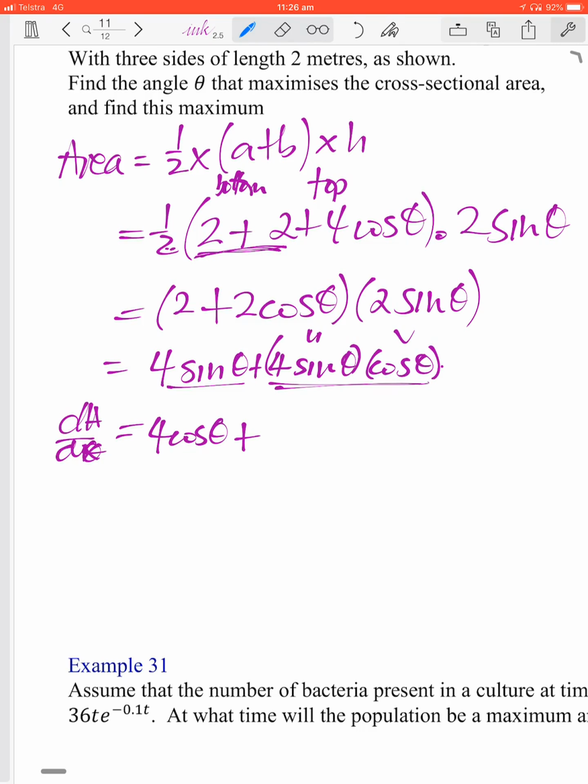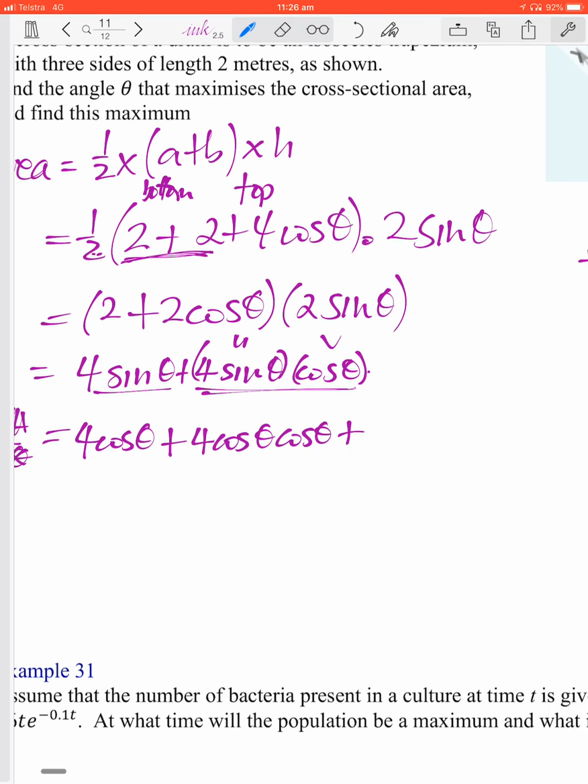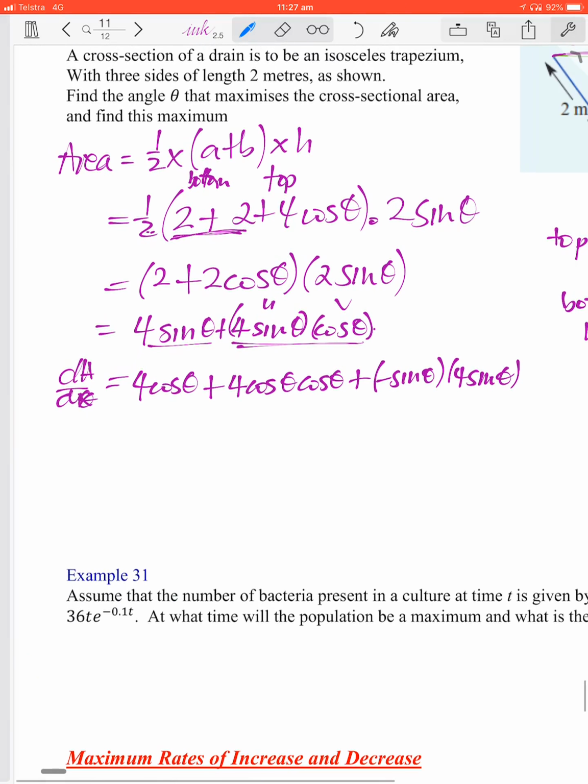So if I derive 4 sin θ, I get 4 cos θ, and of course I times that by cos θ. So that's u' times v. And then if I derive cos θ, I get negative sin θ, and I times that by 4 sin θ. So we end up with 4 cos θ plus 4 cos squared θ minus 4 sin squared θ.